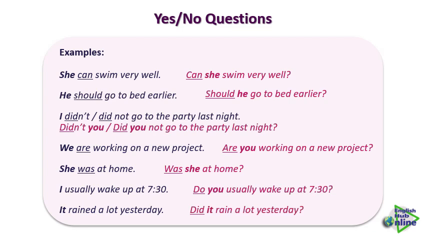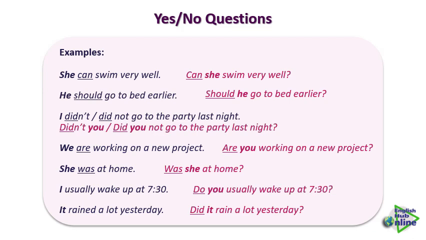As you can see, in order to make yes or no questions, we simply put the auxiliary verb before the subject in a sentence. In the first sentence, the auxiliary verb can is placed before the subject she. In the second sentence, the auxiliary should is placed before the subject he.